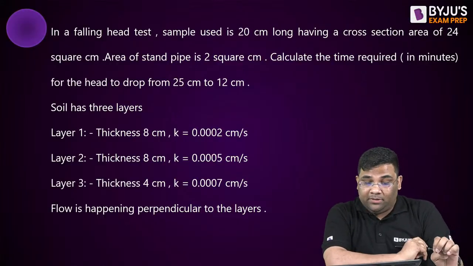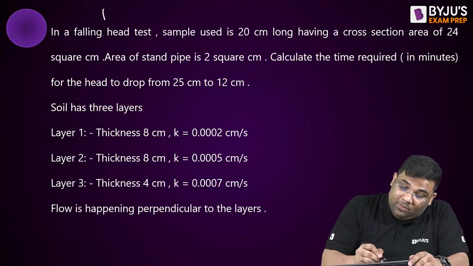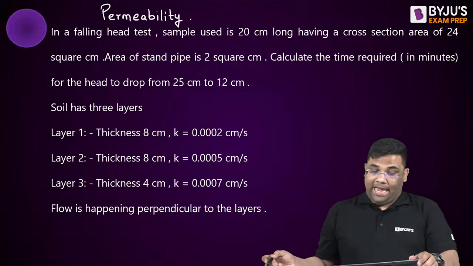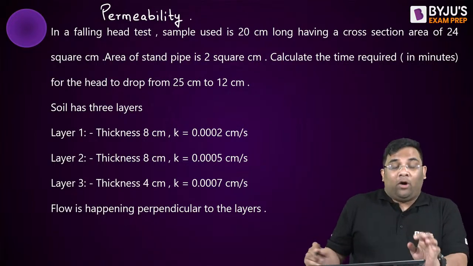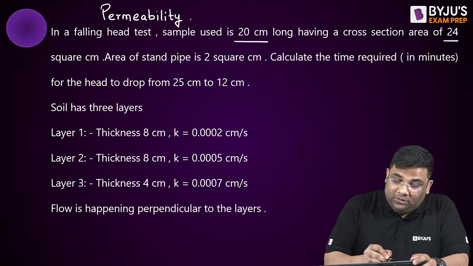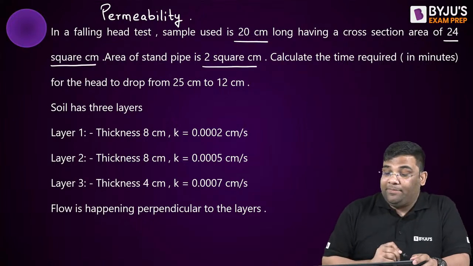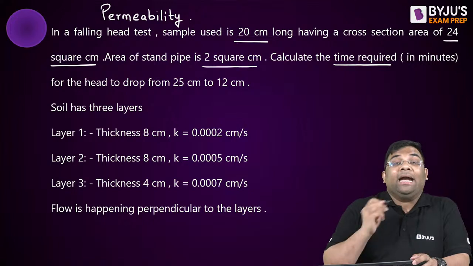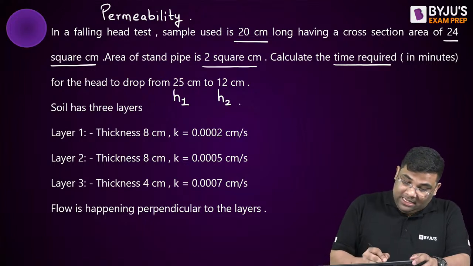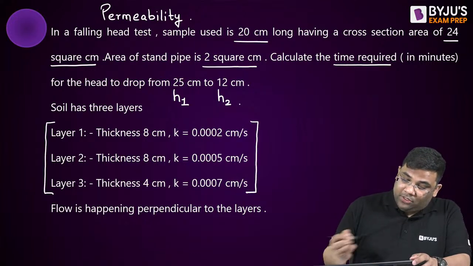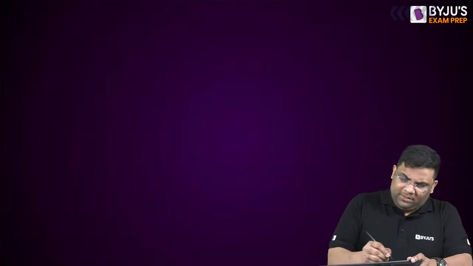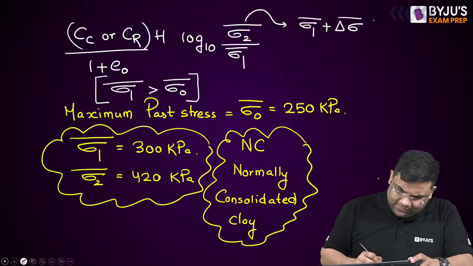Next thing. Now something on permeability, falling head test. So in a falling head test, a soil sample is 20 centimeter long, having a cross section of 24 centimeter square, the area of standpipe is 2 centimeter square, the time required is asked when the head drops from H1, 25 centimeter to H2, 12 centimeter. And the soil consists of multiple layers and the flow is perpendicular. Let me just draw it so that you get clarity. This is question number 7, I think, right? Yeah.